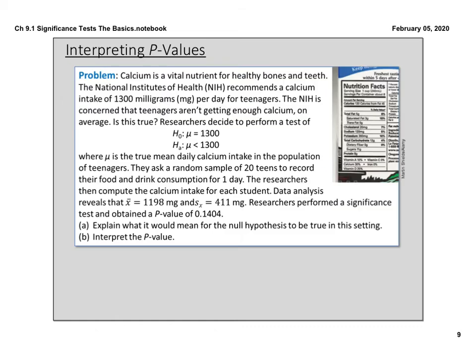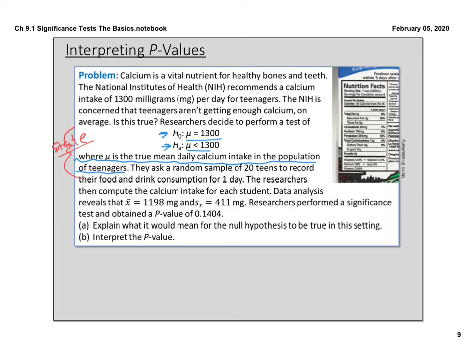All right, so let's interpret the p-values. It says, calcium is a vital nutrient for healthy bones and teeth. The National Institutes of Health recommends a calcium intake of 1,300 milligrams per day for teenagers. The NIH is concerned that teenagers aren't getting enough calcium on average. Is this true? Researchers decide to perform a test. So here's the null. Mean should be 1,300. Alternative, teenagers are getting less. Okay, null hypothesis, alternative hypothesis, and here's them stating the parameter, where mu is the true mean daily calcium intake in the population of teenagers. So in your full hypothesis testing, this would be the statement part, okay?